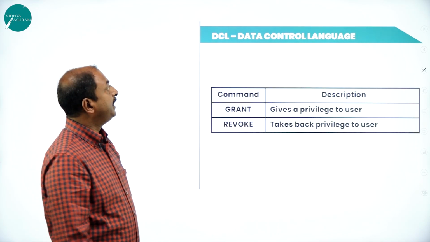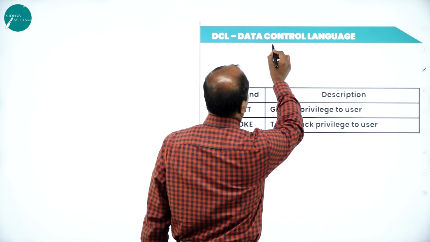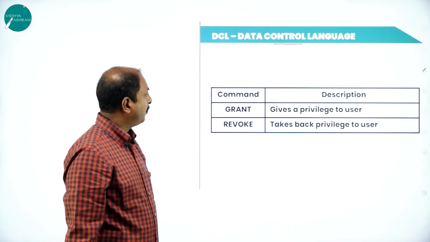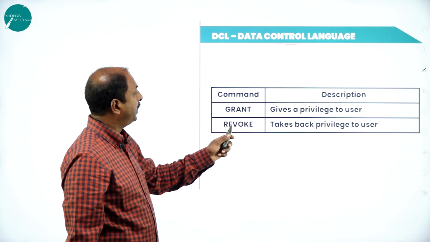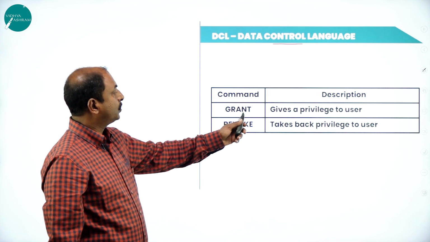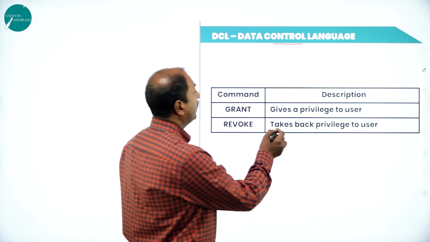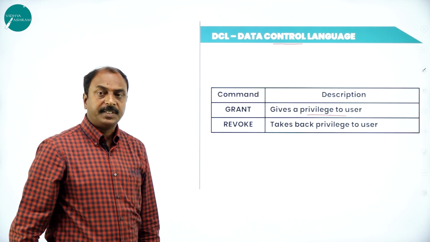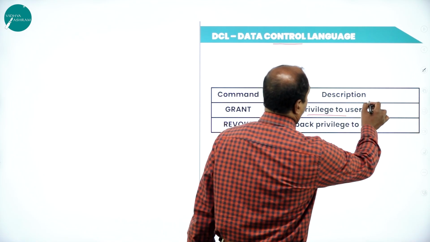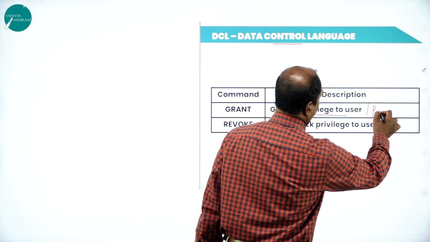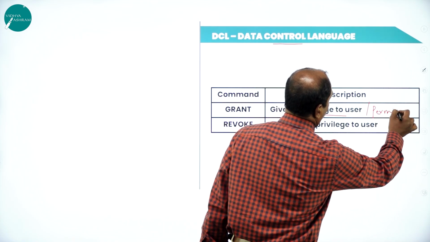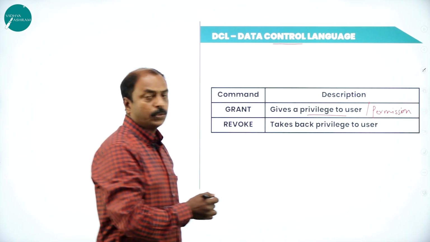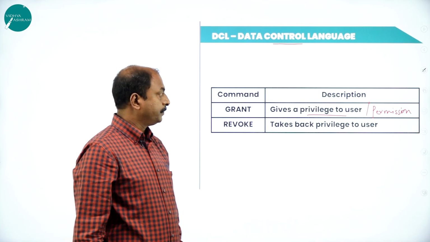Next one is the DCL command, data control language. Here they are grant and revoke. And what is the use of the grant command here? It gives a privilege to the user. Privilege is nothing but a permission, a permission to the user at different levels.